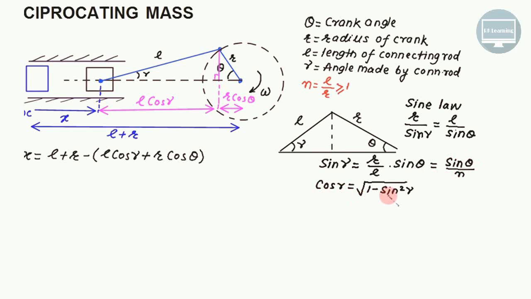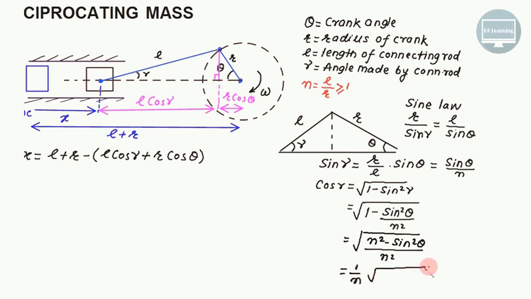Cos gamma can be written from cos square gamma plus sin square gamma equal to 1. So cos gamma equals under root of 1 minus sin square gamma, which is equal to under root of 1 minus sin square theta divided by n square. What is that value? If I take n square common, it becomes under root of n square minus sin square theta, and finally I take n down common. Is it 1 by n into bracket, n square minus sin square theta, for cos gamma?